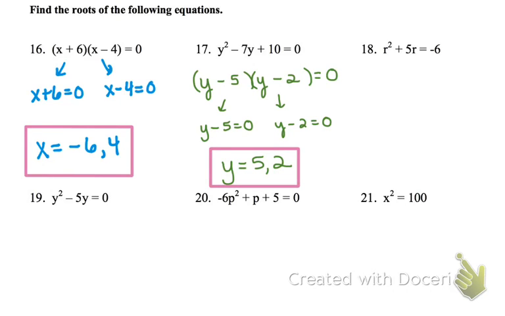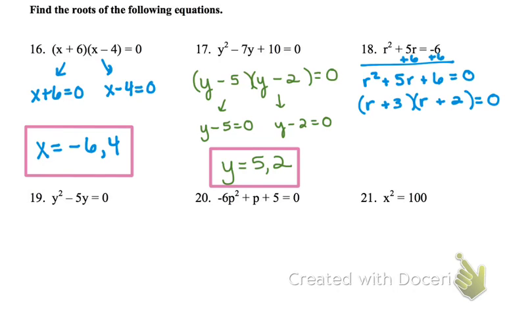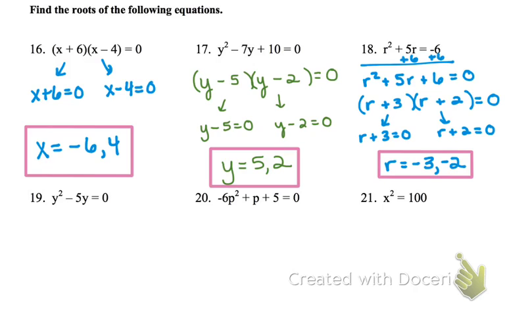Number 18 takes it one step further. We don't have 0 on one side, so the first thing we need to do is add 6 to both sides. So we get r squared plus 5r plus 6 equals 0. Now it's just like number 17, where we can factor the left side using the double bubble method because we don't have a coefficient with the r squared that's not 1. So we ask ourselves what multiplies to 6 and adds to 5. It's going to be positive 3 and positive 2. Now that the left side's factored, set them both equal to 0 and solve. Subtract 3, subtract 2. Negative 3 and negative 2 are the solutions.